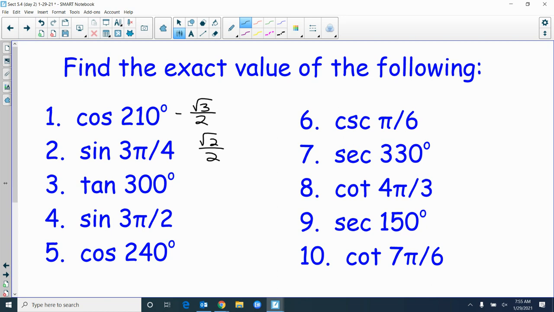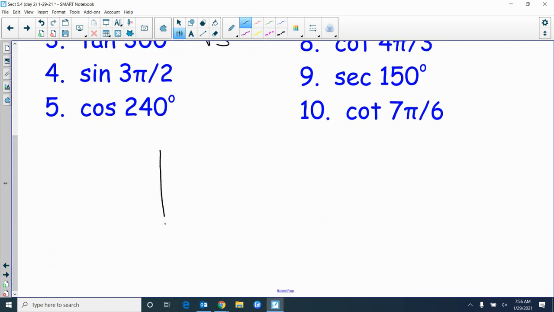Tangent 300. What do you got for that one, Peyton? Negative radical 3. All right, what's your procedure for doing that? I draw it out. Okay, so 300 goes 90, 180, 270, so 300 will be right here, which means my reference angle is 60. And this is 30, and that means that's 1/2, radical 3 over 2. So the point would be positive 1/2, negative square root of 3 over 2.